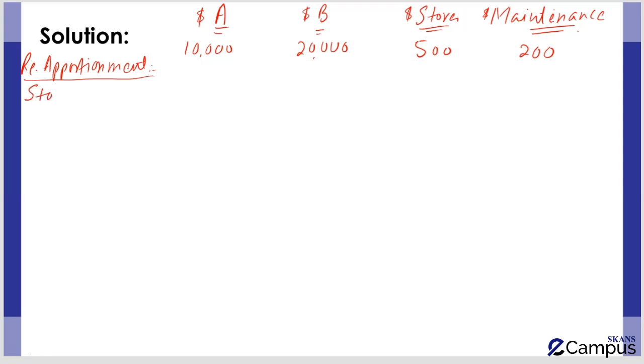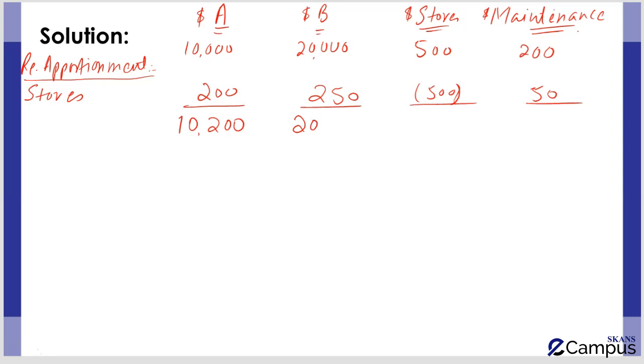So if we reapportion the stores in sequence, then stores will charge 40% of its cost to A, which would be 200, 50% to B, which would be 250, and 10% to maintenance, which would be 50. We will net off them. Here we have 10,200, 20,250. Stores balance nil, maintenance balance 250.